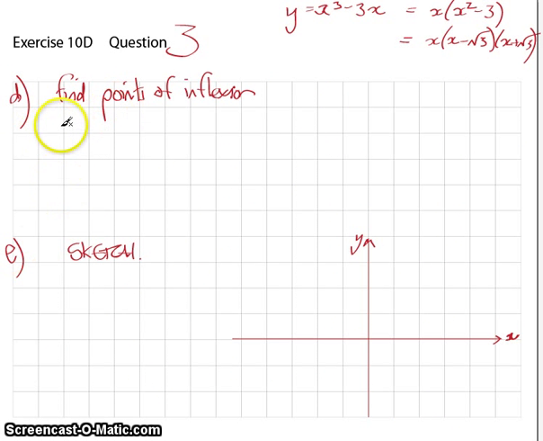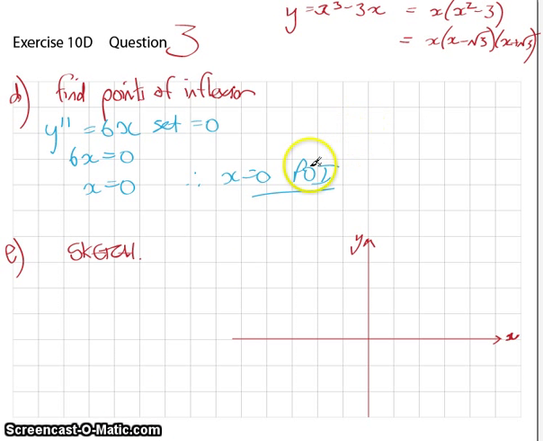Then it says to find points of inflection. To do that we need to use the second derivative. We need to set that equal to 0. So I get 6x equals 0. That only happens when x is 0. Therefore x equals 0 is a possible point of inflection.